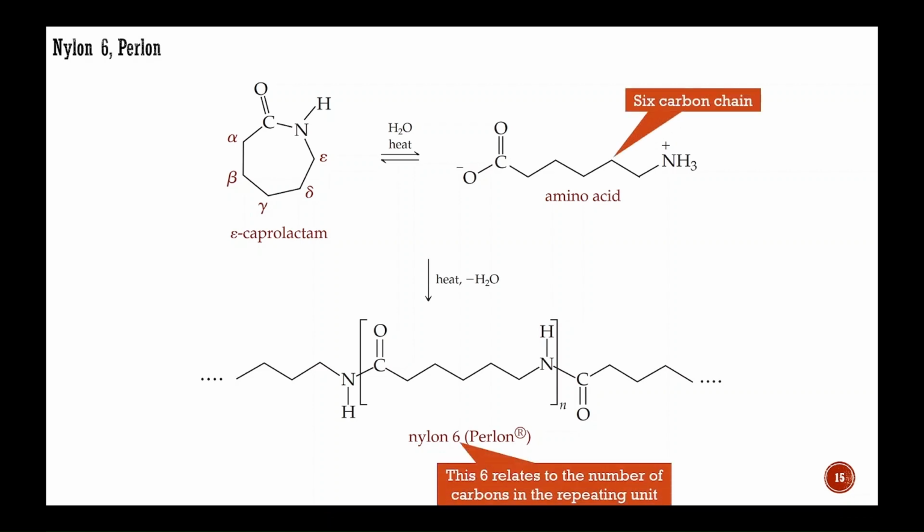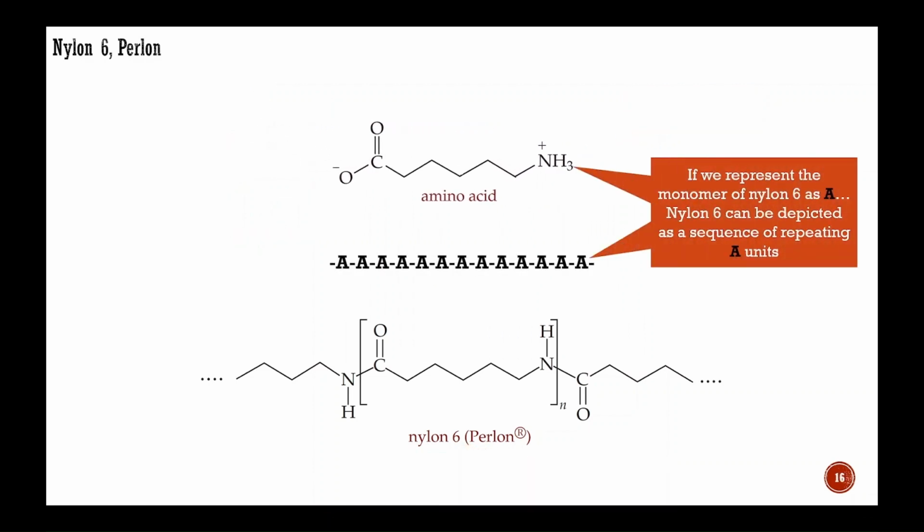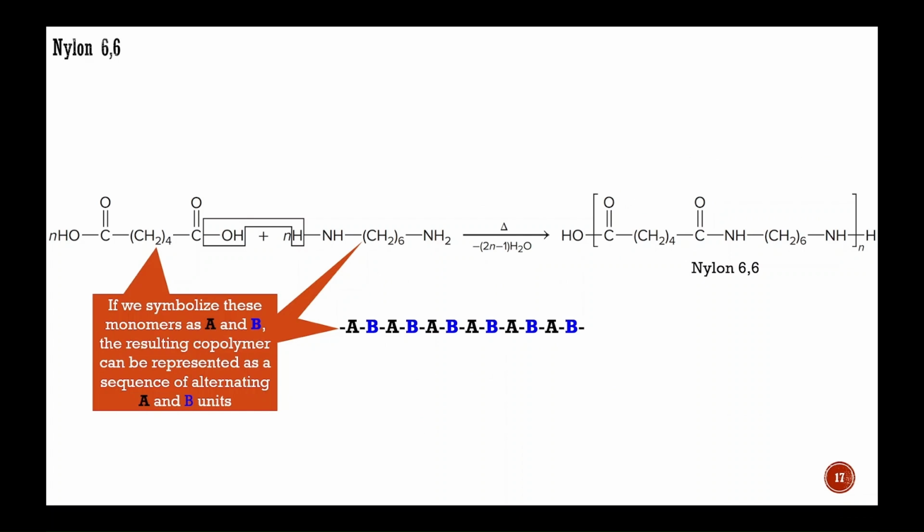Note that we use a single-digit notation here because nylon 6 is a polymer composed of only one monomer, which contains 6 carbon atoms. If we represent the monomer of nylon 6 as A, the corresponding polymer can be depicted as a sequence of repeating A units, since all repeating units in the polymer are identical. Nylon 6,6, on the other hand, is a polymer composed of two different monomers. If we symbolize these monomers as A and B, the resulting copolymer can be represented as a sequence of alternating A and B units, as shown below.